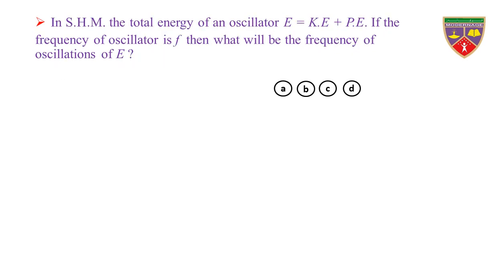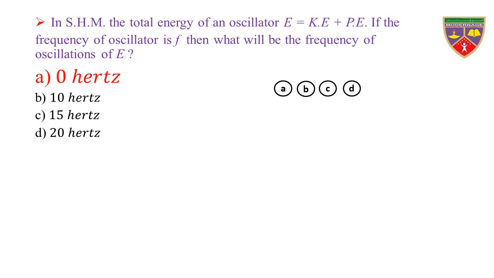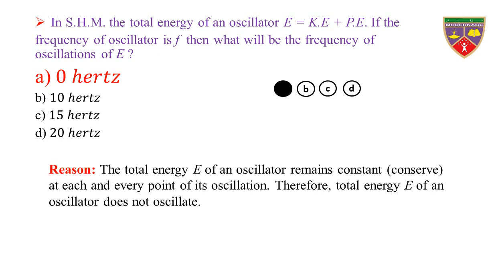In simple harmonic motion, the total energy of an oscillator is equal to kinetic energy plus potential energy. If the frequency of oscillator is f, then what will be the frequency of oscillation of total energy E? Option A 0 Hz, option B 10 Hz, option C 15 Hz, option D 20 Hz. The key is 0 Hz. Therefore, correct option is A.